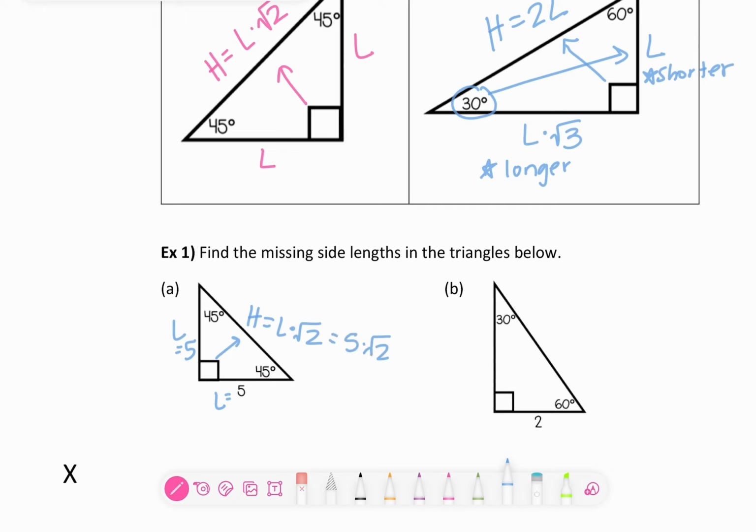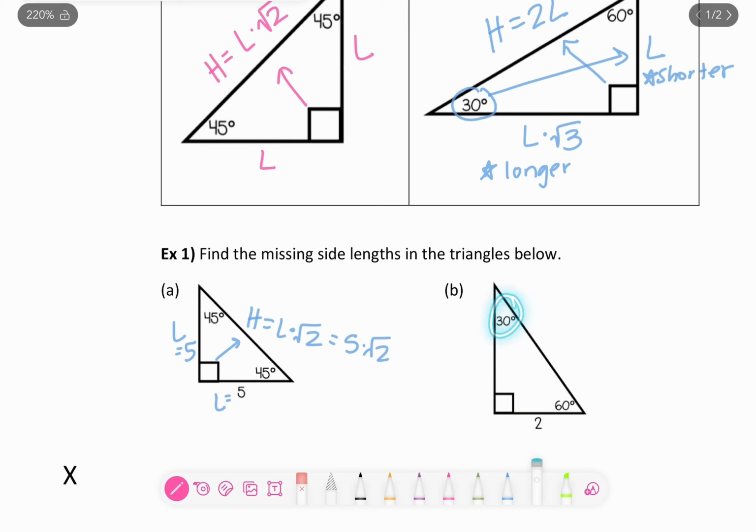Perfect. All right, so for B, we're looking at a 30-60-90. So we have a 30, a 60, and 90. So what I'm going to look for first is the shortest side, which is usually going to look the shortest, but going off of just facts, you're going to go across from the 30-degree angle. So across from our 30-degree angle is going to be the 2, and so that's going to be our L. Our hypotenuse is always going to be 2L in this case. And then our last leg, which is the longer leg, is going to be L times square root 3.